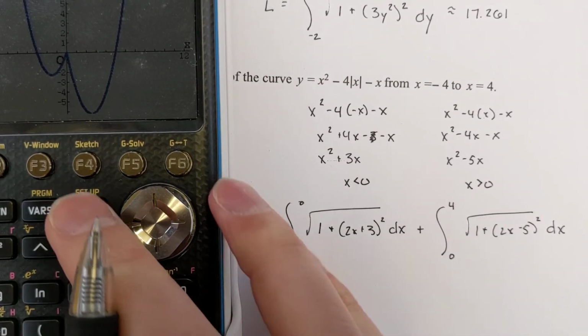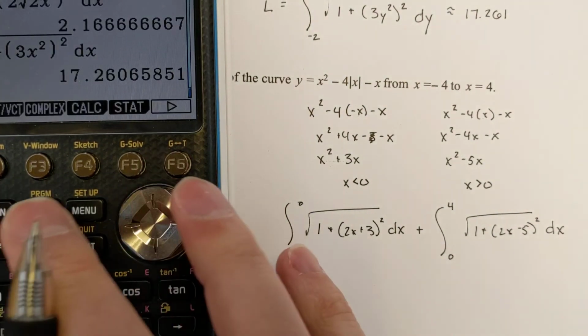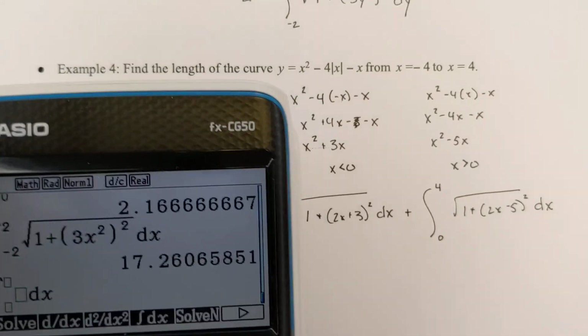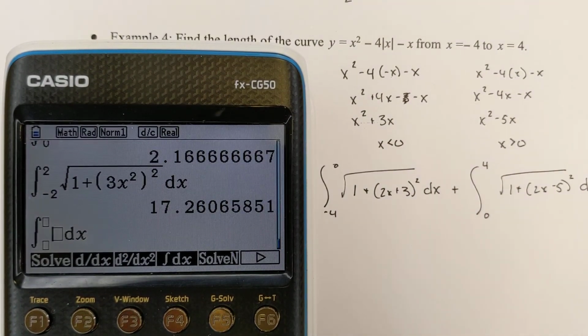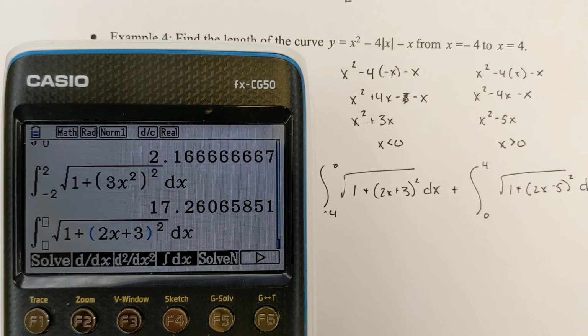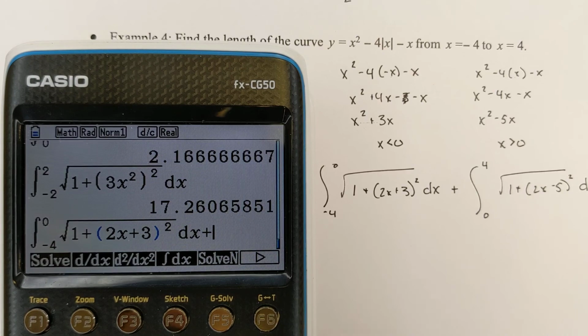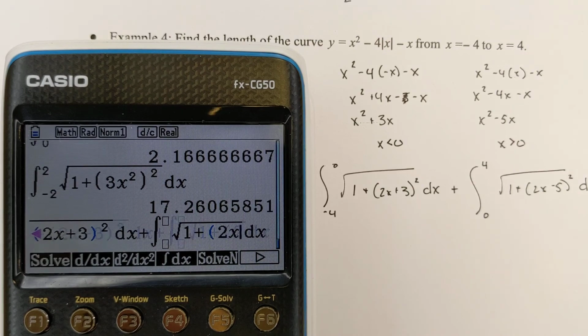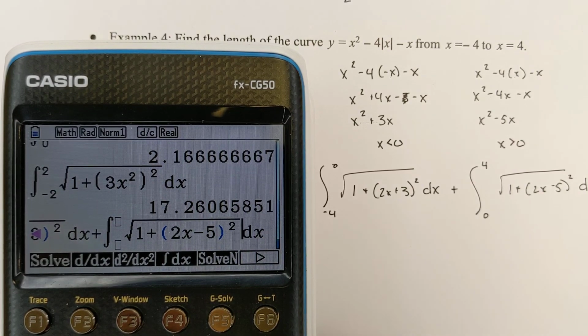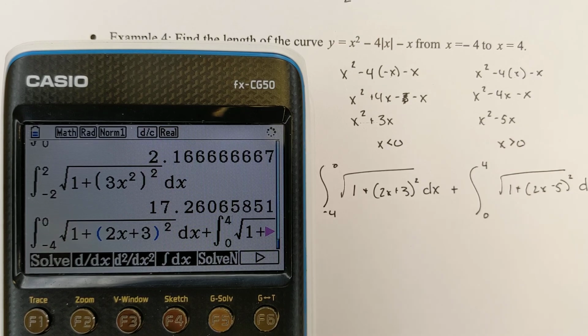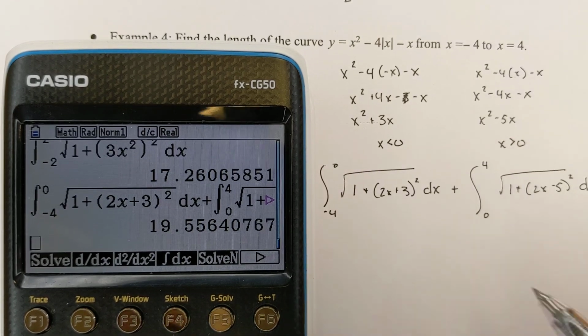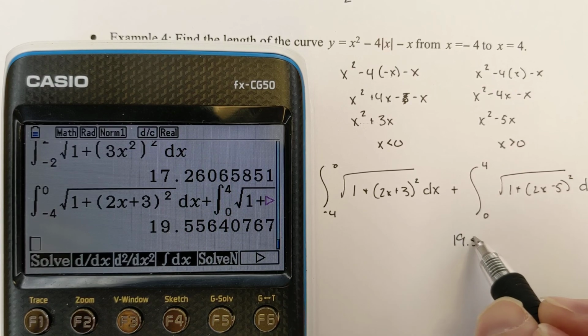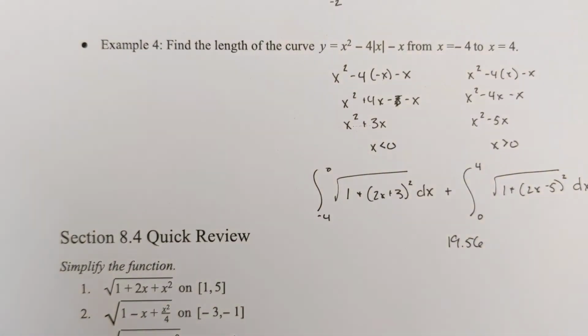I'm actually going to type this in all at once. So, square root of 1 plus the quantity 2x plus 3 squared from -4 to 0 plus square root of 1 plus 2x minus 5 squared from 0 to 4. Calculator says the total length of this curve is 19.56. And that is the end of the section.